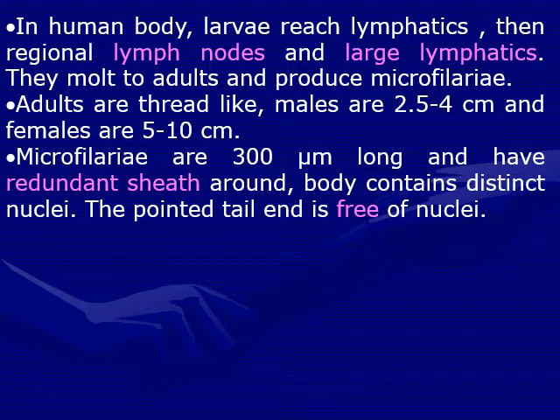The microfilariae are 300 micrometers long and have redundant sheaths around. The body contains distinct nuclei and the pointed tail end is free of nuclei. This is important for characterization of Wuchereria bancrofti.